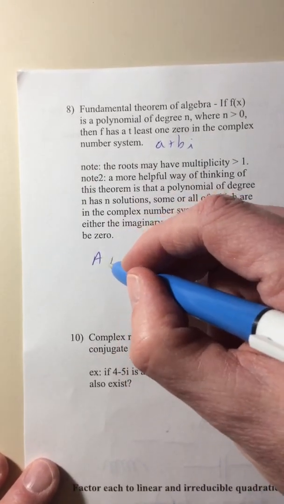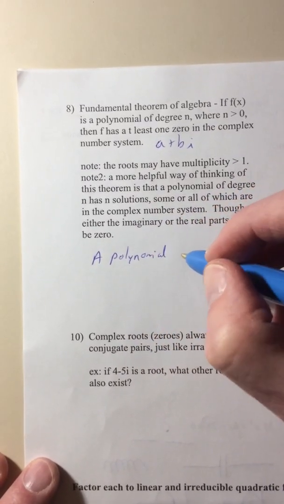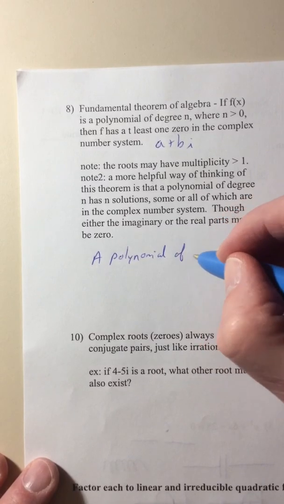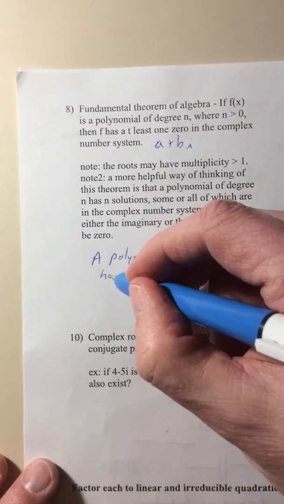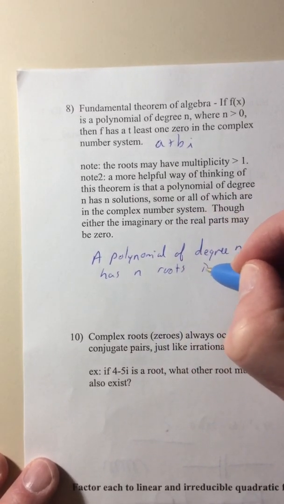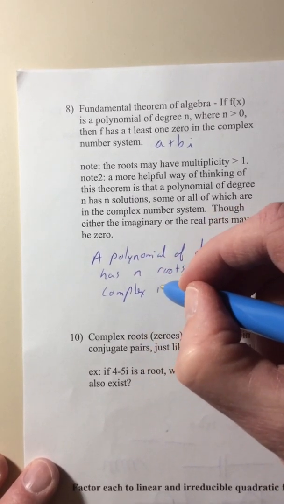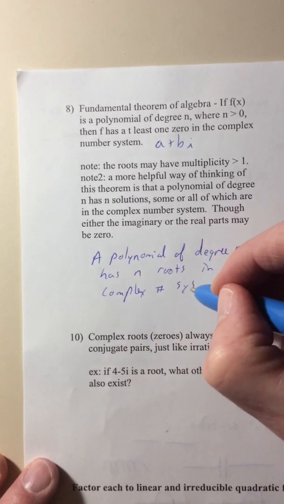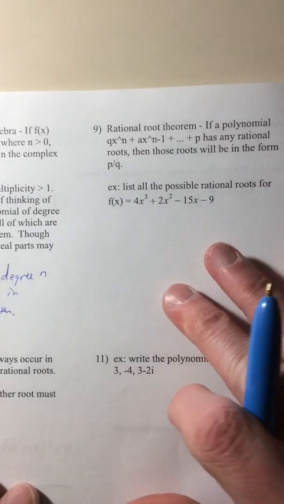So a polynomial, sorry for the earthquake here, a polynomial of degree n has n roots in the complex number system. Okay.